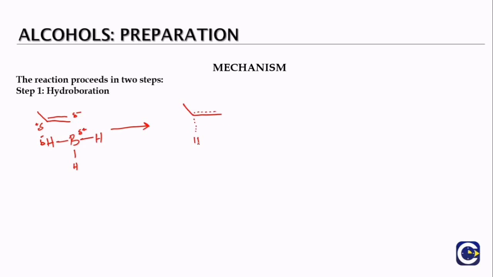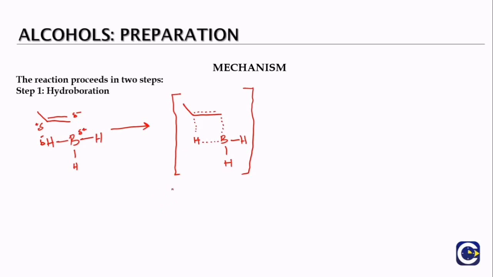This bond is with hydrogen. This carbon will make the hydrogen bond with this. This will make the bond with this hydrogen, and this carbon is going to make the bond with boron, and also this bond is going to break. Rest will be as it is. Okay, and this is the transition state.